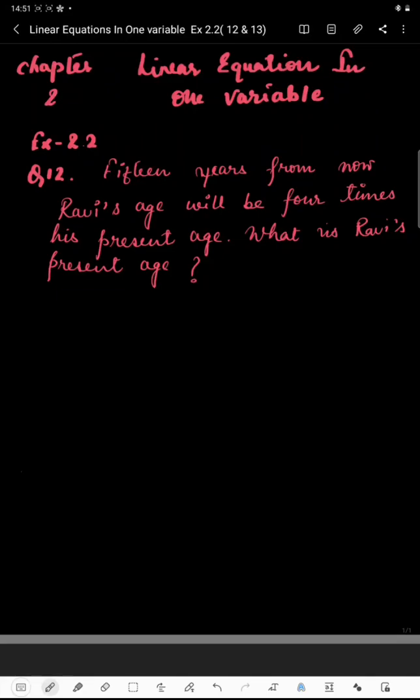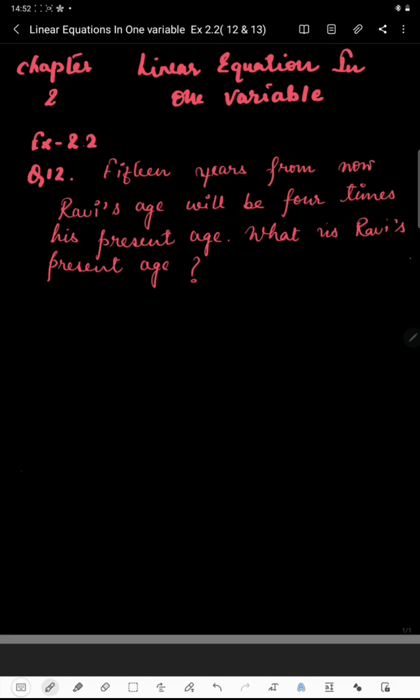Hello everyone, now I'm going to start question number 12 of exercise 2.2. Now in this question we have: 15 years from now Ravi's age will be 4 times his present age. What is Ravi's present age?